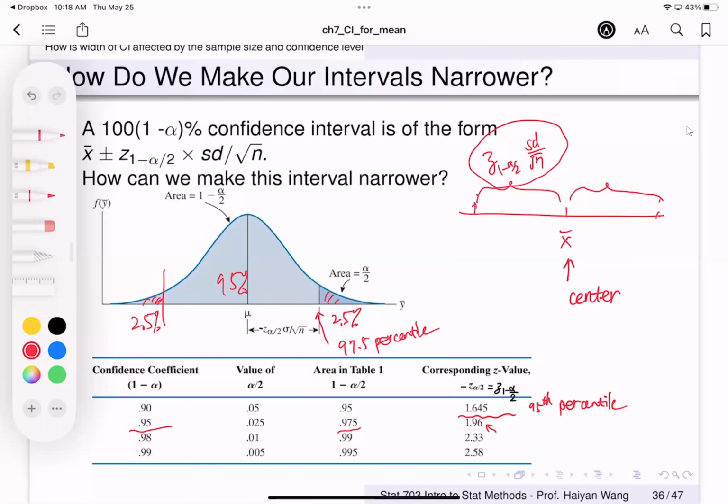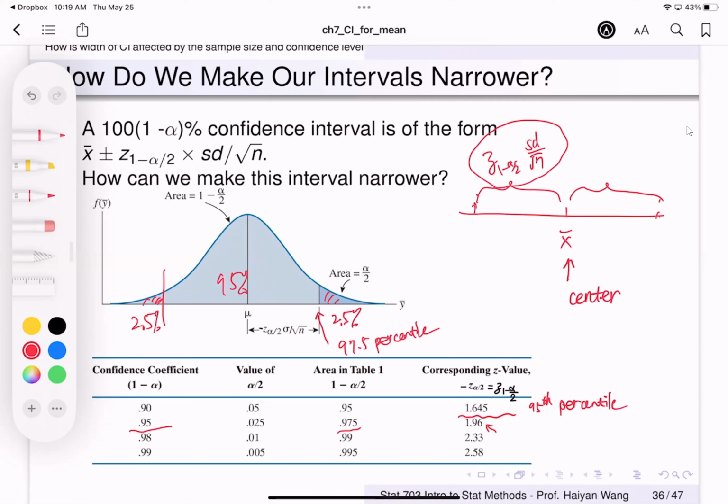So you might think that if I want the interval to be narrower, I could just reduce the confidence level. Yes, that will make your interval narrower. If you want 95% confidence level and are able to accept sacrificing to 90%, then it's fine. But generally, if you require 95% confidence, it's not a good idea to lower the confidence level.